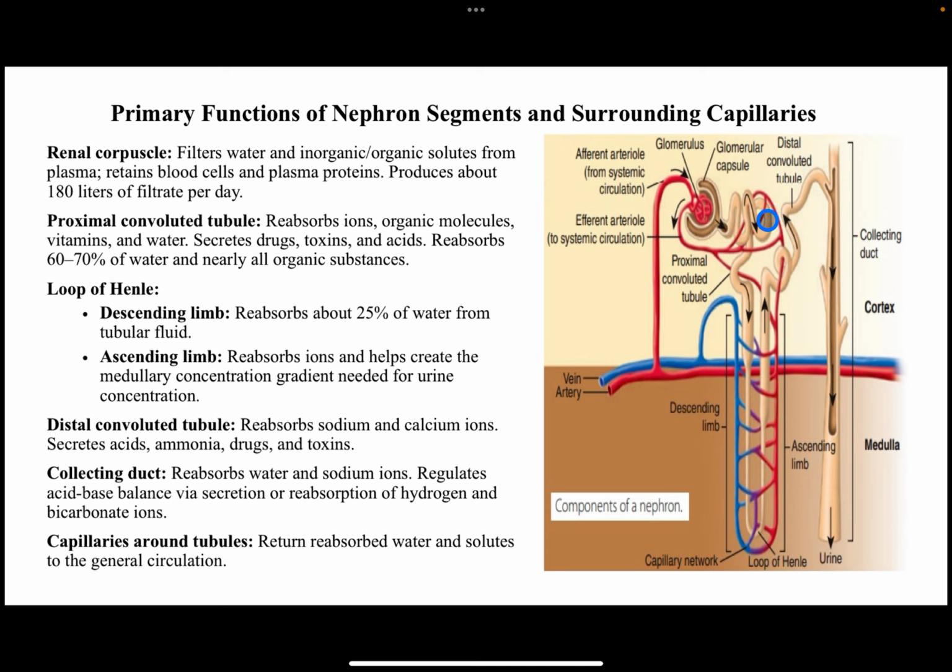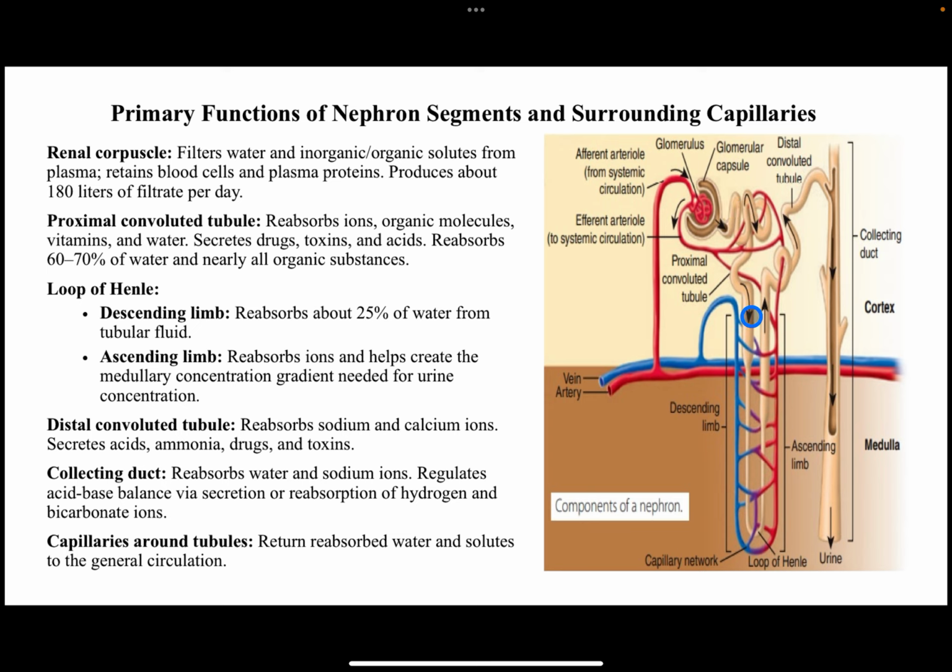Then we have the proximal convoluted tubule. From the Bowman's capsule, the tubule continues. We call this the proximal convoluted tubule because if you are using the Bowman's capsule as a reference point, this part of the tubule is closer to the glomerular capsule, the Bowman's capsule. And that is why we call it proximal convoluted tubule.